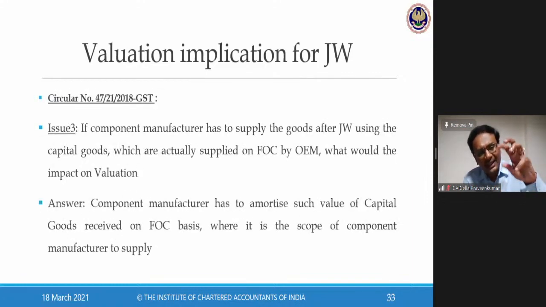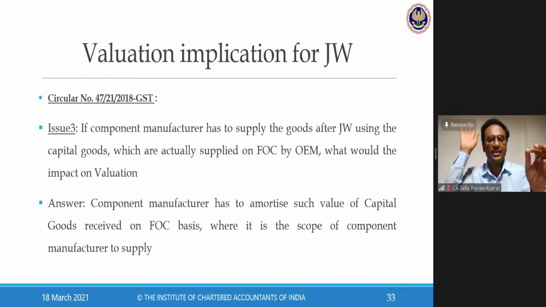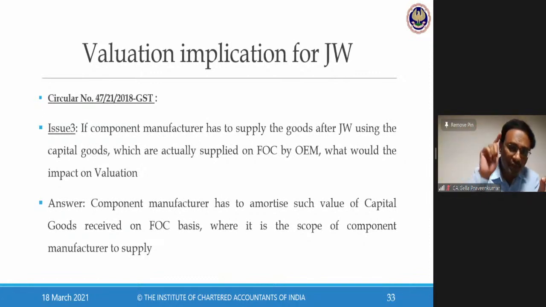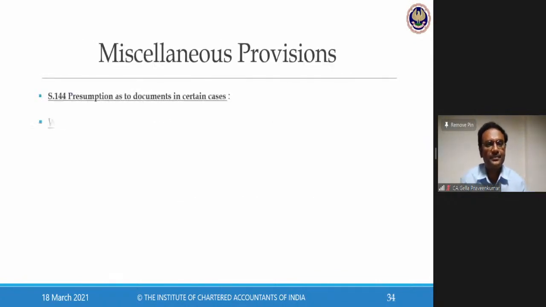Third question, slightly tinkered. If it is in the component manufacturer's scope to use that particular machinery, I repeat, if the component manufacturer has to supply the goods after job work using capital goods which are actually supplied on FOC, so if the capital goods are in the scope of a job worker, then amortization has to be done. Answer is yes.